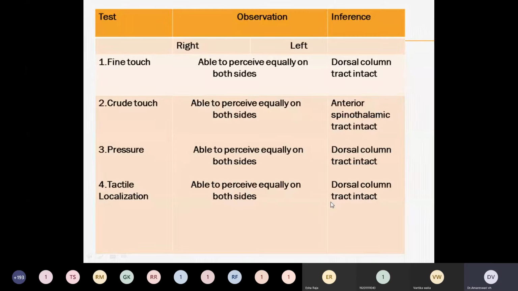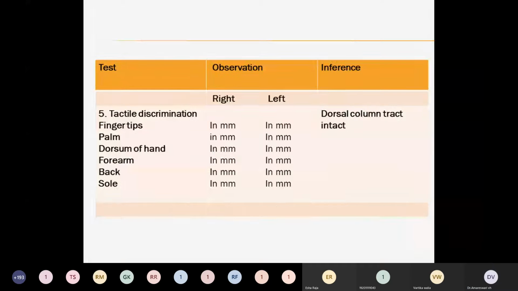I'm going to change the slide. Have you completed taking the tabular column? Have you completed taking the tabular column? Yes. Okay. I will change to the next slide.